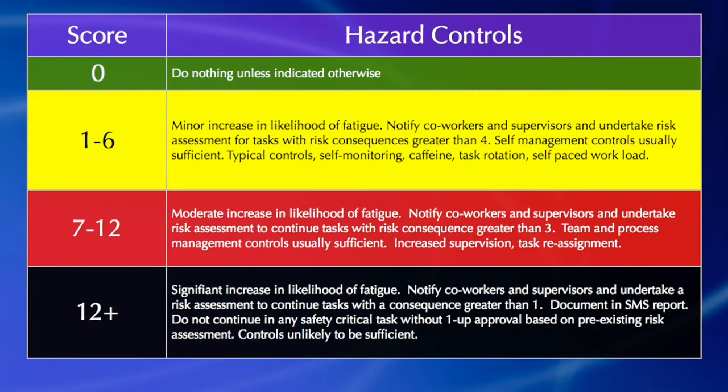If we look at the red band, you'll see here that there is a moderate increase in the likelihood of fatigue. And you'll see again here, notify co-workers and supervisors and undertake a risk assessment for tasks with a risk consequence greater than 3. In this case, you will see what we call not self-management controls, but team management controls. So you would typically see situations with task reassignment, greater levels of supervision.